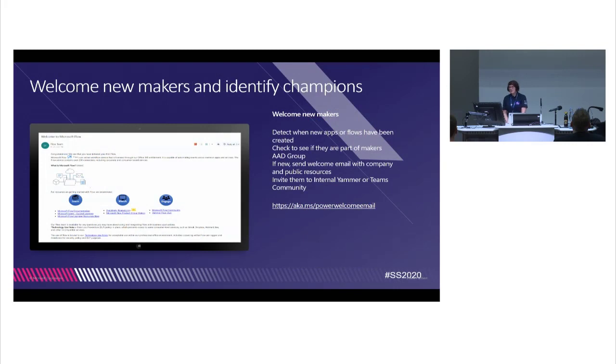A little bit more advanced, you could set up an email that welcomes new makers and identifies champions. So you could set up a flow that detects when an application or a flow has been created, and you could check then if that maker is a new maker. You would then add them to an Azure Active Directory group, for example, an Office 365 group, and you could use that group to target communication to that maker. You could add them to a Yammer channel or a Teams channel where you've got your maker community, and you send them an email with resources about what's going on.